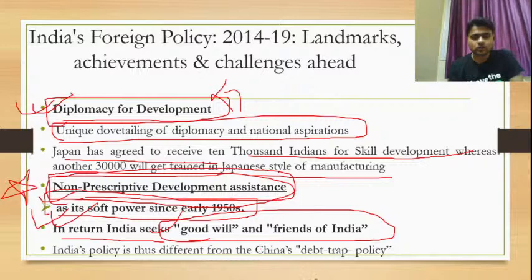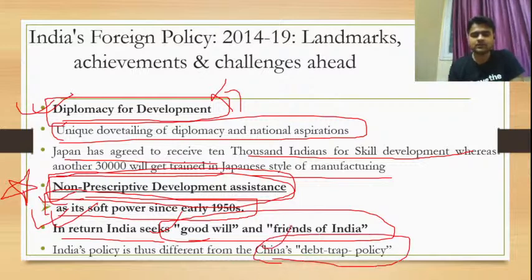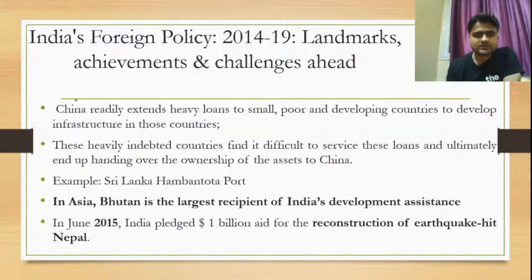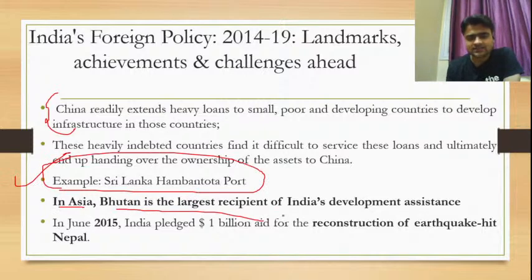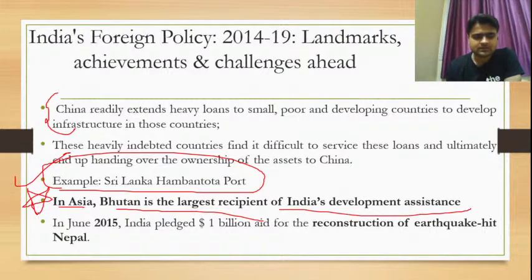But in contrast, we have China's debt trap policy, which we have discussed in the earlier slide. We have discussed it, so I won't repeat these points. An example is Sri Lanka's Hambantota port. Then in Asia, Bhutan is the largest recipient of India's development assistance. A very, very important point. Please keep this in mind.